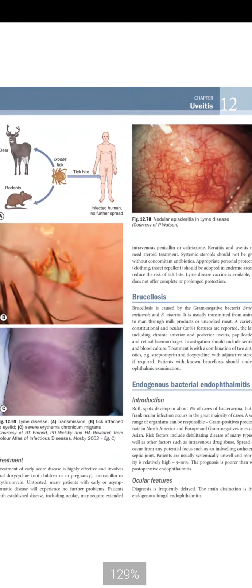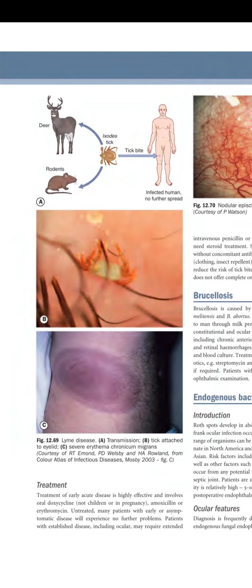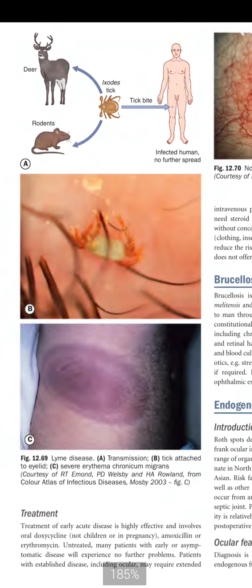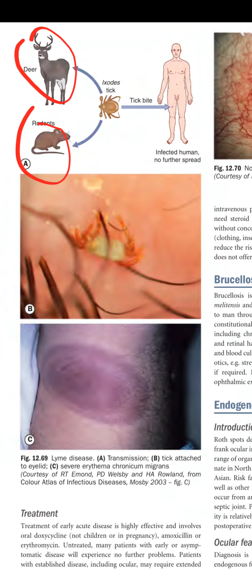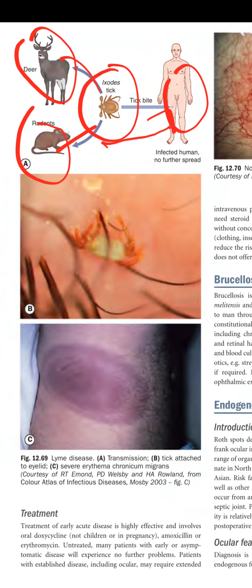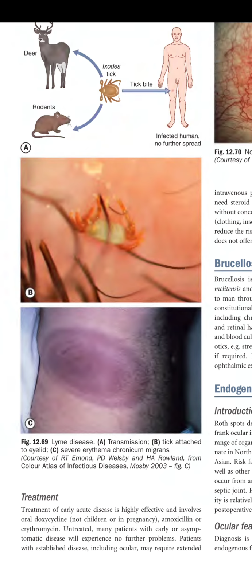So let's see, figure 12.69 is showing the transmission route. You can see the deer is an important vector, and rodents as well. Ixodes ticks bite these, and then they bite humans and cause the infection in the human. Next, you can see the tick attached to the eyelid. C is showing a severe erythema chronicum migrans, with a characteristic bull's-eye pattern: darker inside, then less pigmentation, then darker pigmentation again.